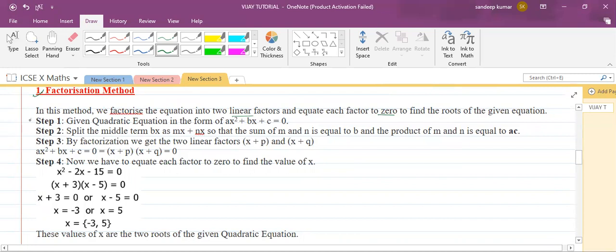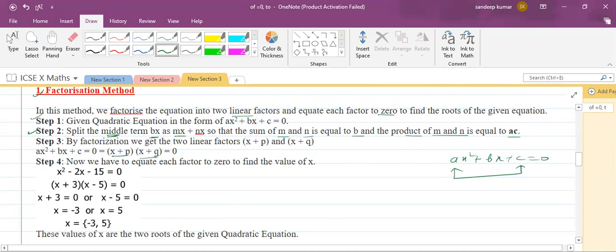Here we have to follow some steps. Step 1: the given quadratic equation is in the form ax square plus bx plus c is equal to 0. Second step, split the middle term. You have to split the middle term, that is bx, as mx plus nx, so that the sum of m and n is equal to b, and the product of m and n is equal to ac, that is the coefficient of x square and the constant term. This is ac. Then ax square plus bx plus c is equal to 0 becomes x of p and x of q.